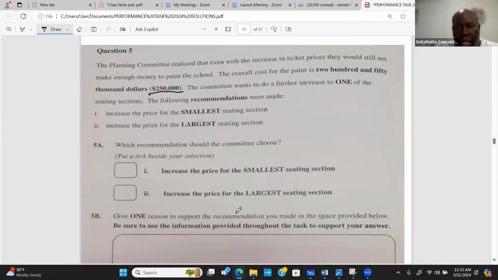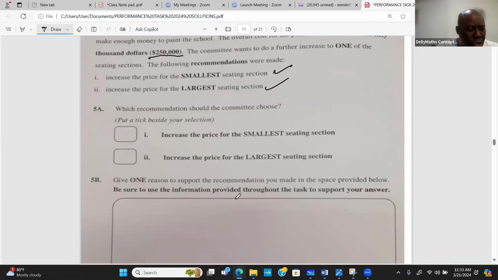It says the committee wants to do a further increase to one of the seating sections. And these are the recommendations. We are either going to increase the price for the smallest seating, or we could increase the price for the largest seating section.